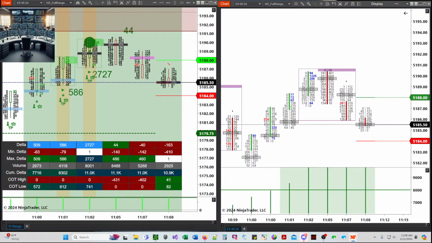I'd like to see a delta divergence here on my PJS. One is flashing. Might not be a bad trade if I get one here. If I get a signal here, that might not be a bad short trade.